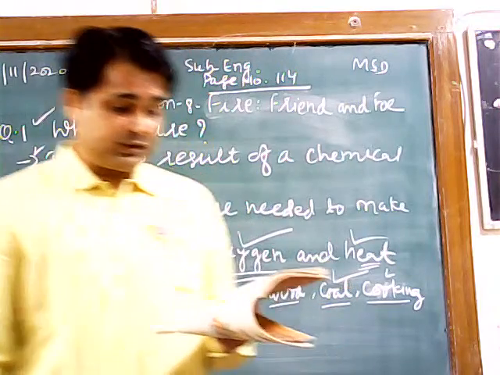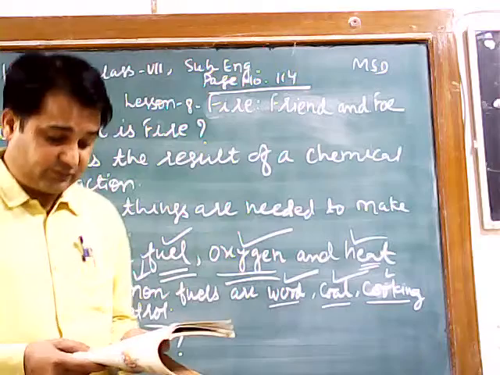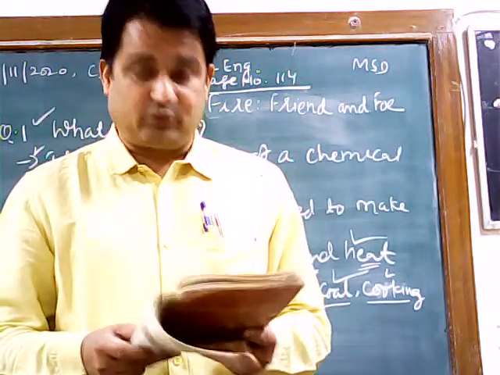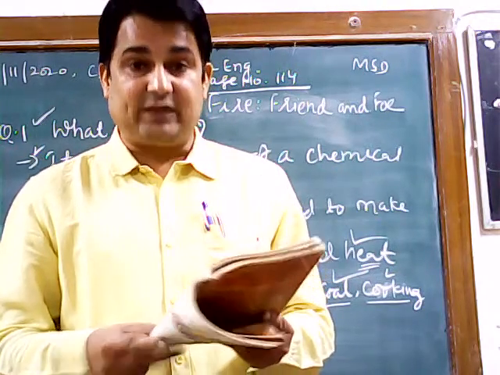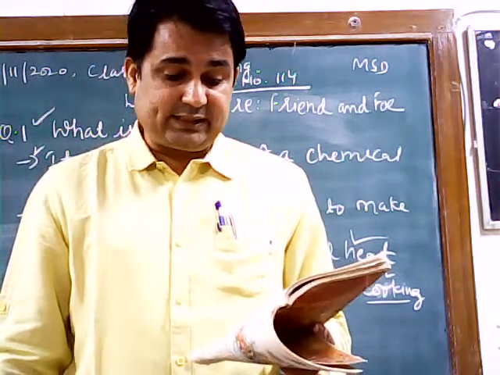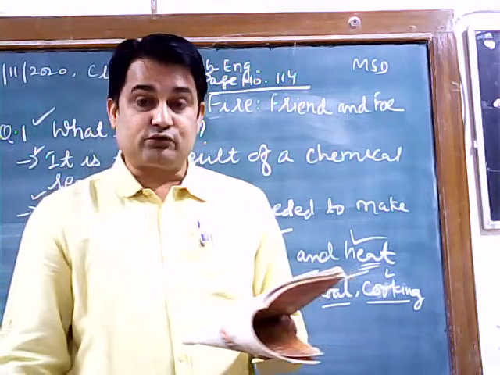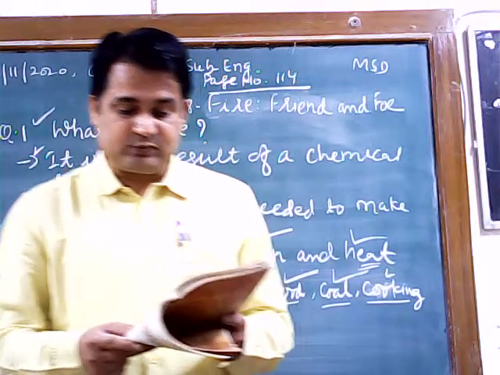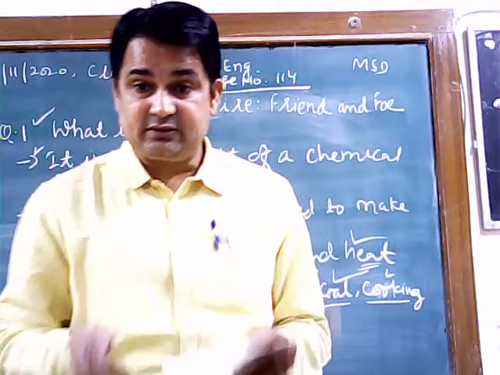Oxygen comes from the air, and that is why when you blow on smoldering paper, it often bursts into flame. What is the meaning of smoldering? Burning slowly without flame. The third thing needed to make fire is heat. So you understood what the three things required are?